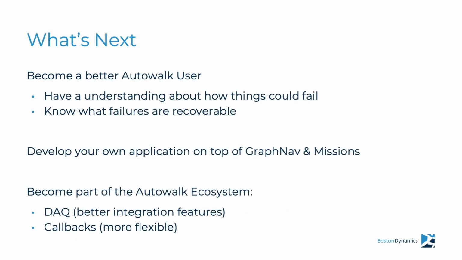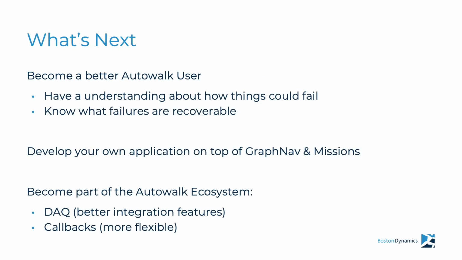So what should you do now? So hopefully after watching this talk, you've become a better Autowalk user. You understand how things can fail and what you can do when they fail. If your robot's getting lost a lot, buy a LiDAR, put a bunch of fiducials up. If your robot's getting stuck, manually drive the robot around the obstacle before resuming your mission.